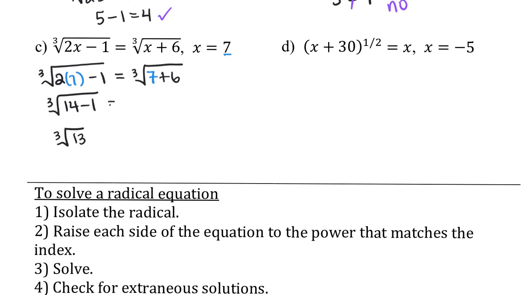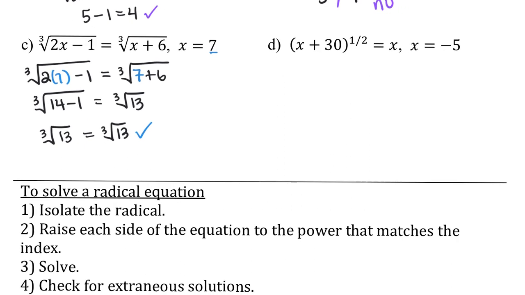I don't know the third root of 13. Okay, let's try the right side. 7 plus 6 is the third root of 13. Oh, I don't know what the third root of 13 is, but those match. So x equals 7 is a good answer.